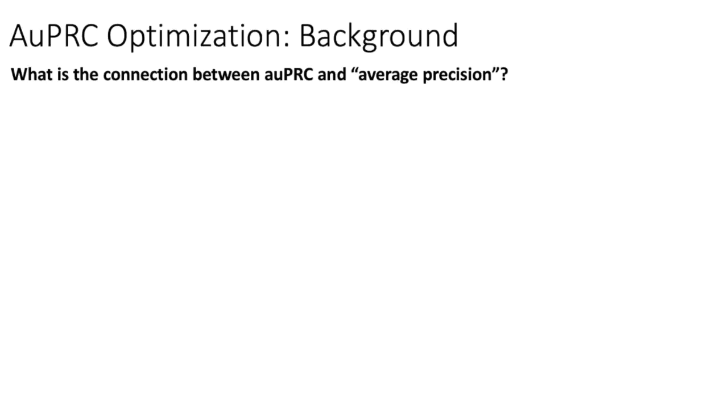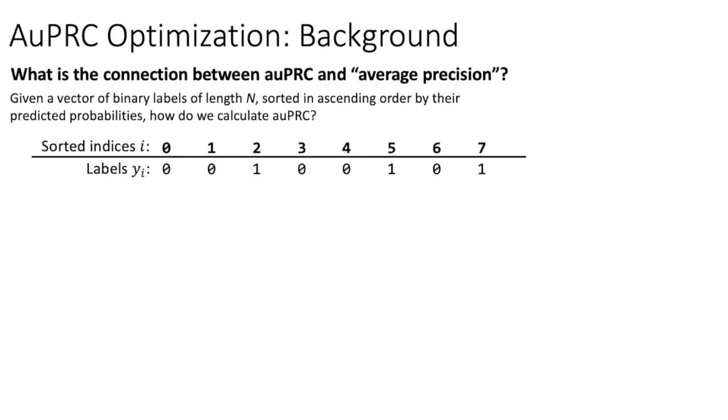In this video, we'll talk about an efficient algorithm for identifying which examples to abstain on to optimize AuPRC, starting from the calibrated probabilities. Before we dive in, we'll go over some background on AuPRC, specifically the connection between AuPRC and average precision. To illustrate the connection, we'll go over an example.